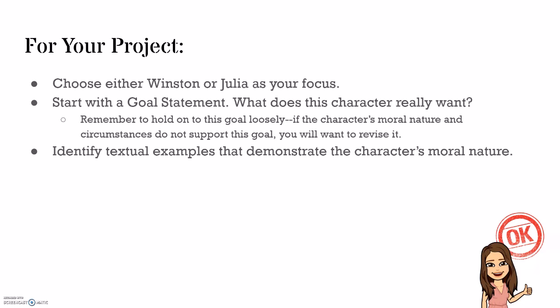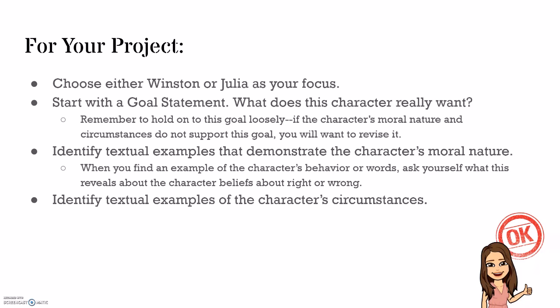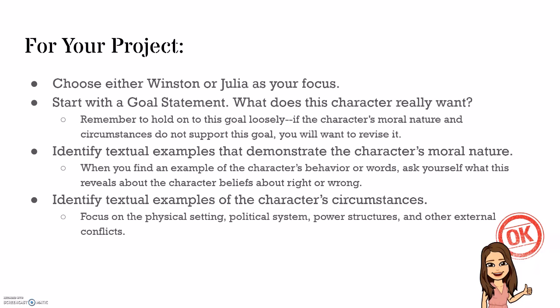Next, find examples from the text that demonstrate the character's moral nature. Look for examples of actions the character takes, decisions he or she makes, even dialogue. We can learn a lot about someone's moral nature from what they say out loud. When you find an example of the character's behavior or words, ask yourself what this reveals about the character's beliefs about what is right and what is wrong. Then focus on finding examples of the character's circumstances. Details about the physical setting, political system, power structures, and external conflicts will all work well here.